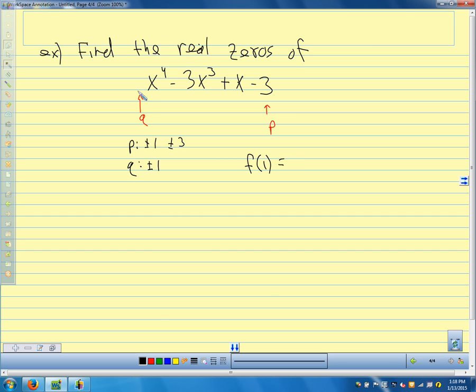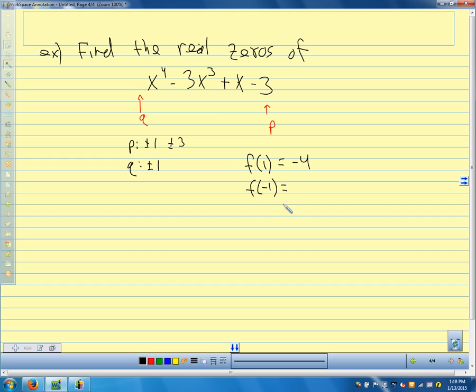So f of 1 is 1 minus 3, which is negative 2, plus 1, which is negative 1, minus 3 is negative 4. So that's not a 0. Right. Well, it'd be 0x squared, so it would just be a 0 in there anyway.